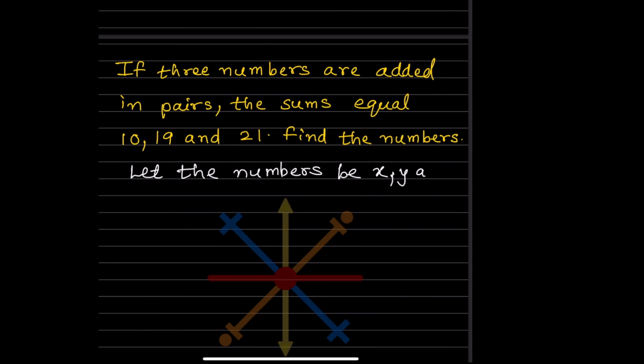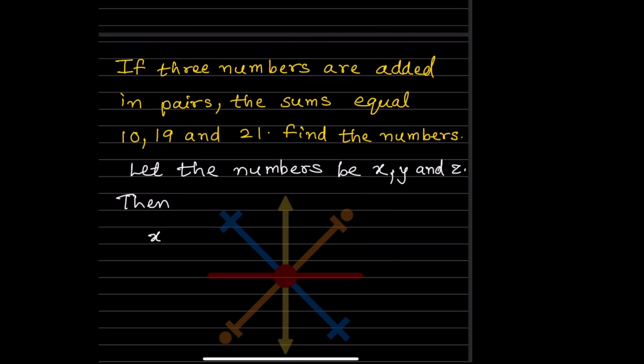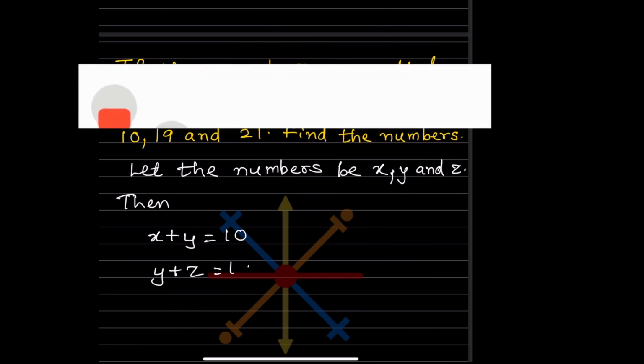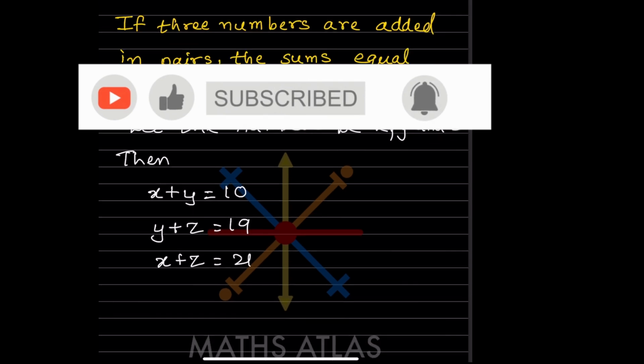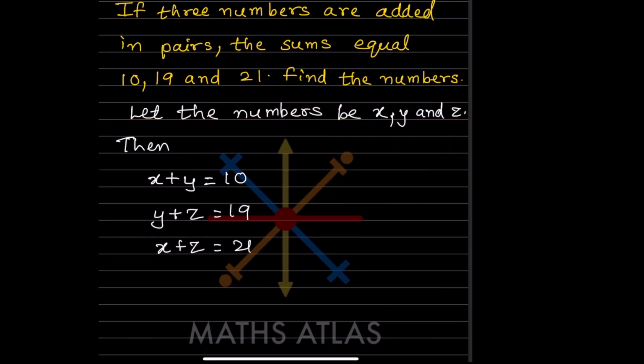x, y and z. Now they have said they are added in pairs. Pairs means we can make it x plus y, and the sums are given: when we add two numbers they are going to be 10, then 19 and 21. So let us consider x plus y is equal to 10, then y plus z is 19, and x plus z is 21. These three pairs are very important.